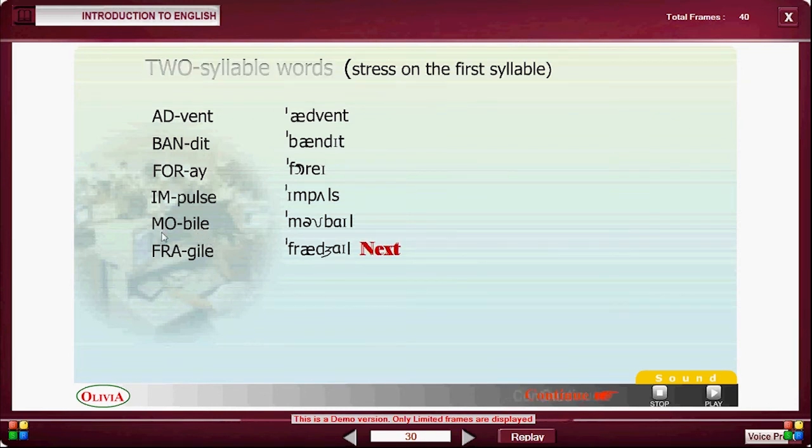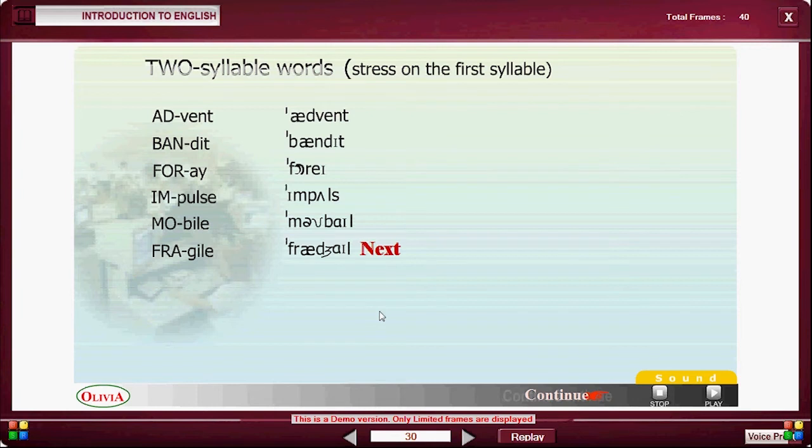What is the difference here? This is a two-syllable word with stress on the first syllable. When we add this rule to this word, that becomes mobile, move-by. The stress is on the first syllable, move. When we stress that one, the word becomes more beautiful or more correct. That is how it is there.